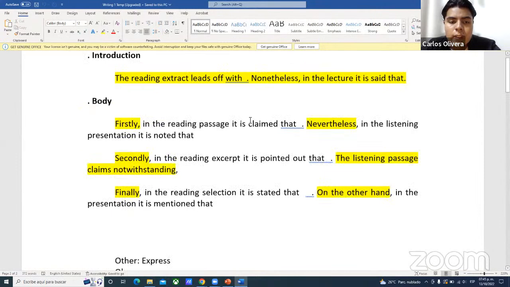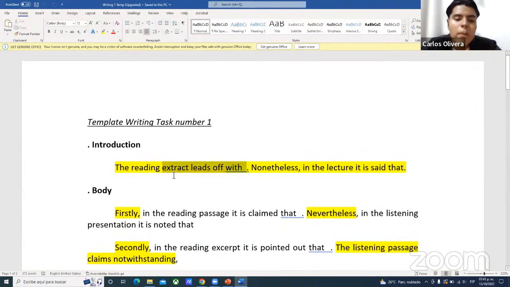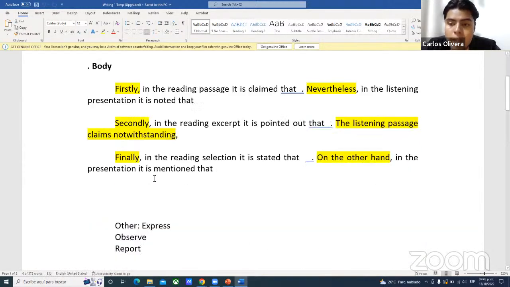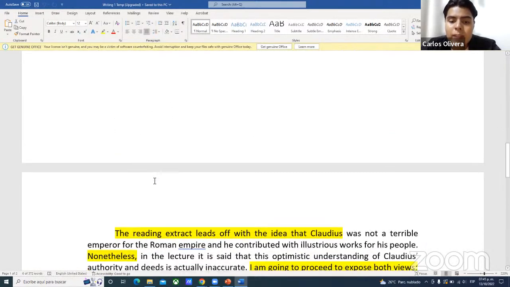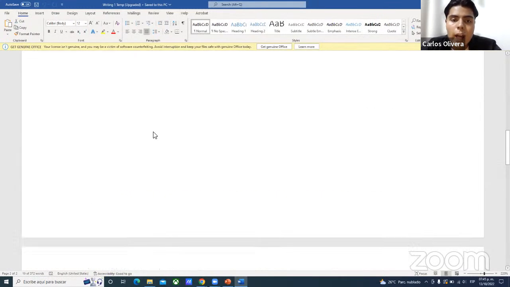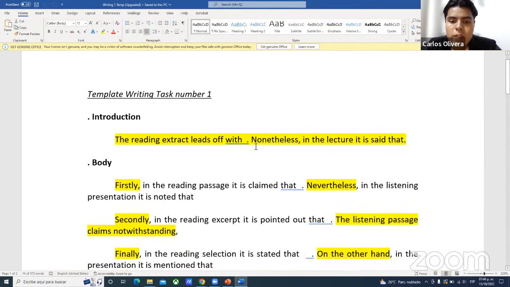As you can see, the first sentence is basically for making a very brief and concise summary of the reading passage, right? The reading extract leads off with, and after you write down this sentence, you have to, as I say, make a very compact and brief summary of what the reading passage said. And if you think about it, this is a very good summary of it, right? The reading passage said that Claudius was not a terrible emperor for the Roman Empire, and he contributed illustrious works for his people. That's it. Afterwards, as you can see, you have another sentence.